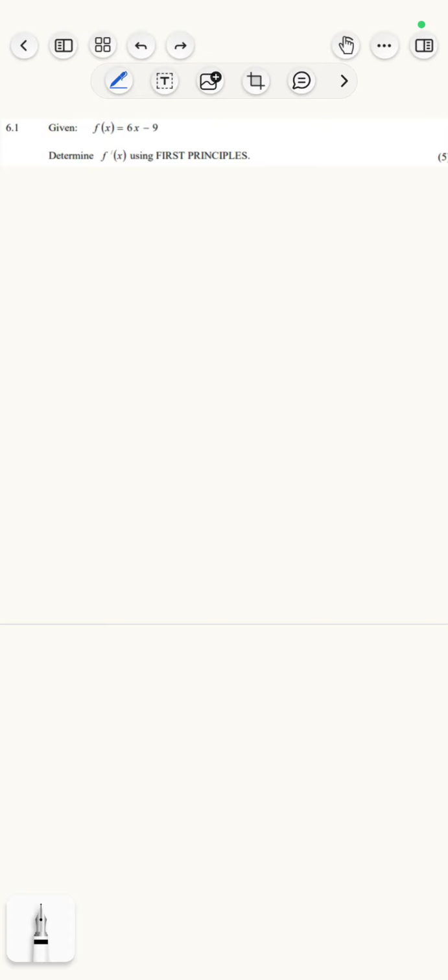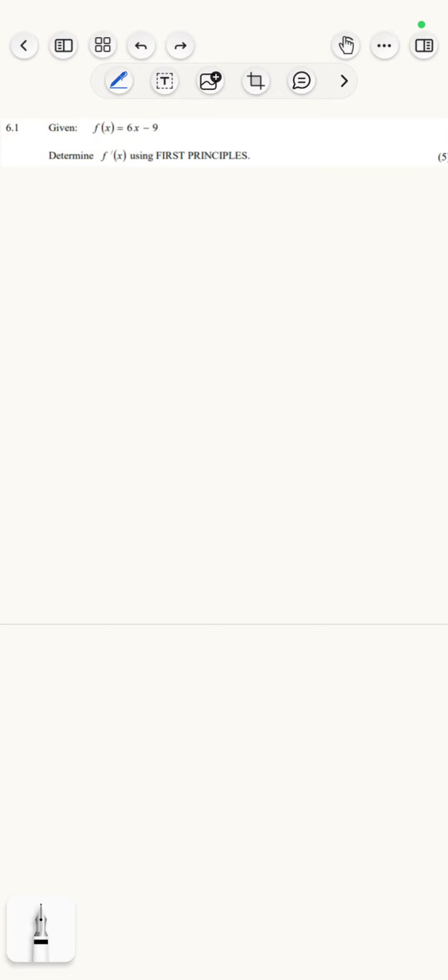From first principles. Now, you are always going to see this question. Again, this is technical math. This is question 6 of paper 1. You are always going to have a question on first principles, and in the following questions, you can use the rule to differentiate, but always there's one on first principles.